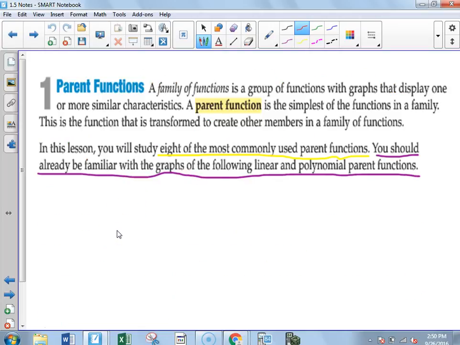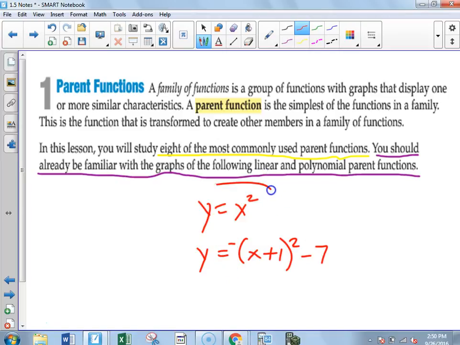Today's lesson: parent functions are a set of basic graphs and functions that you eventually need to memorize. All right? It is the simplest function in a family of functions. In other words, this is the simplest quadratic, right? And then we start doing things like shift it to the left 1 and down 7. And then we flip it upside down. We do some crazy business, right? Okay, so this is called the parent.